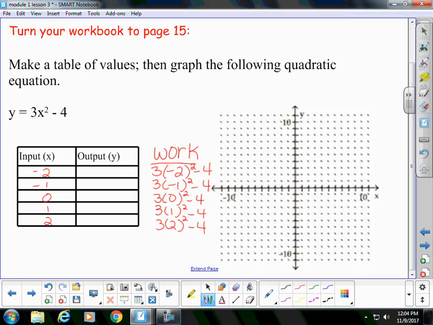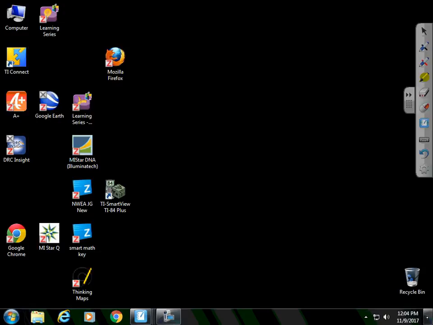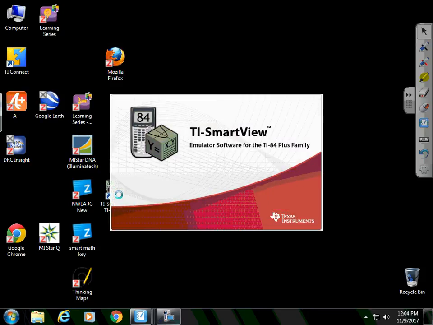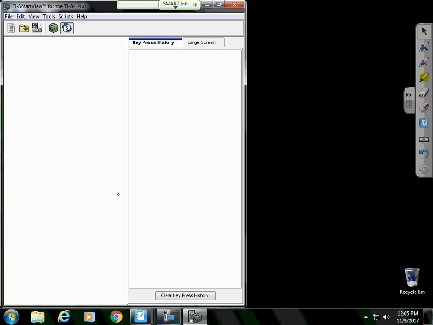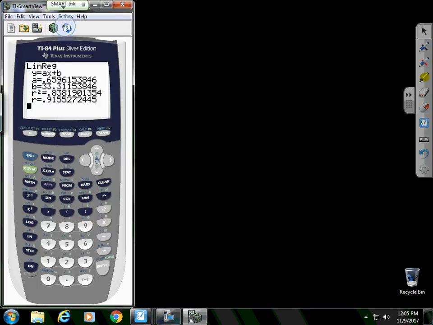I don't have my calculator on the board turned on, so I'm just going to use my regular calculator. Actually, you know what? I'm going to turn it on because I know I'm going to need it for the problems that we're going to do later today on this lesson. I hope your calculator's not going to take as long to turn on as mine does. There we go.